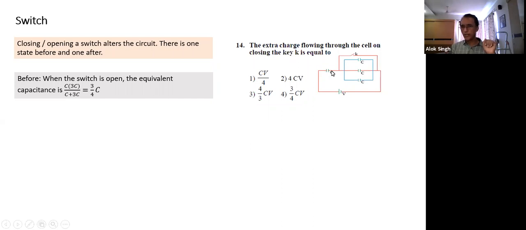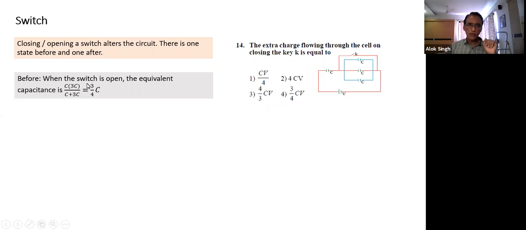Now this capacitor is connected. All three capacitors are connected in parallel, at identical potential points, so I can replace them with 3C. Then 3C and C become connected in series. What is the equivalent capacitance? C into 3C divided by C plus 3C, which is 3 by 4 C. This was the initial equivalent capacitance connected across the battery.